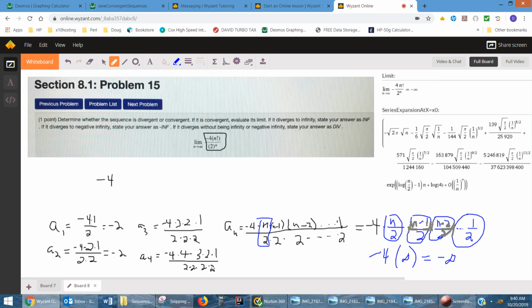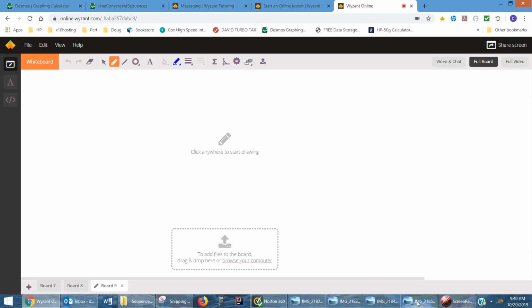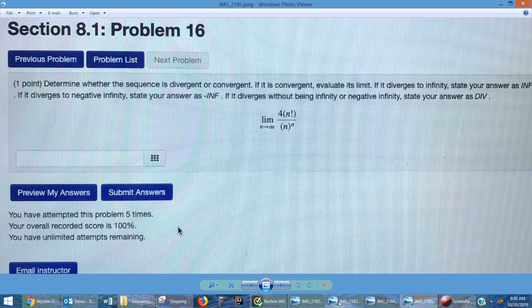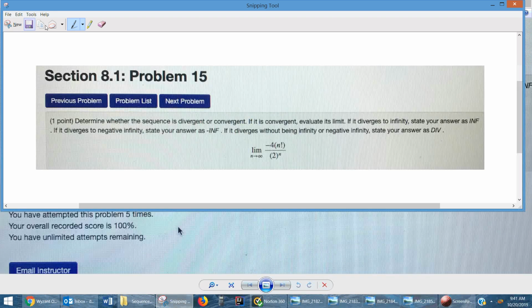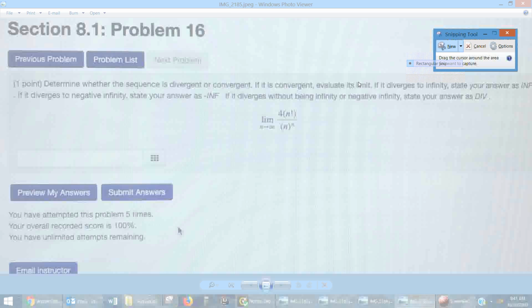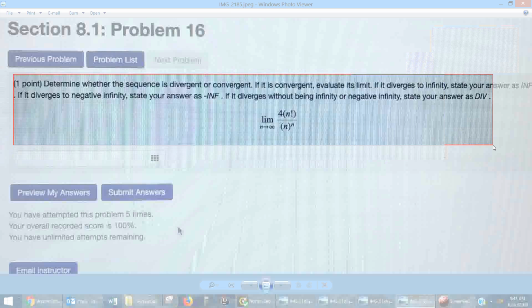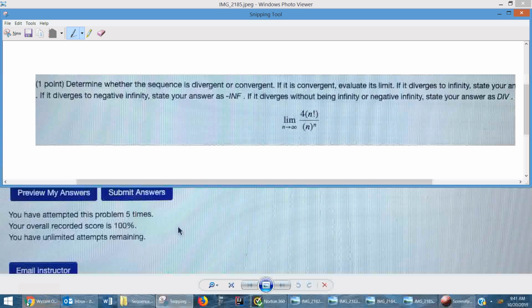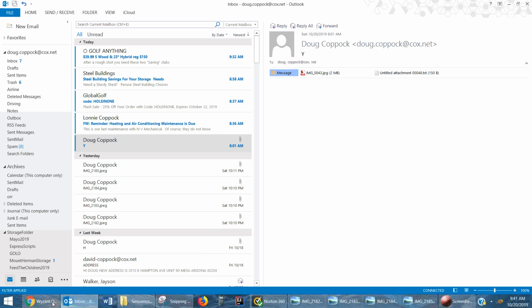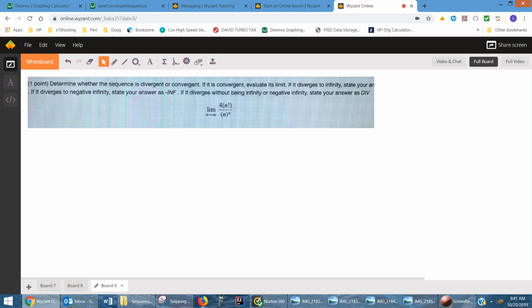Okay, so that's kind of how you think it through. You only had to deduce what the limit was. And in this case, this sequence diverges to negative infinity. Now I'm going to go to the next board and copy in this problem. This time, we've got a slightly different situation.